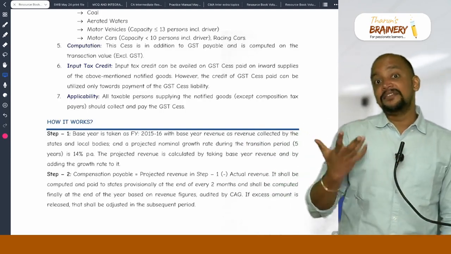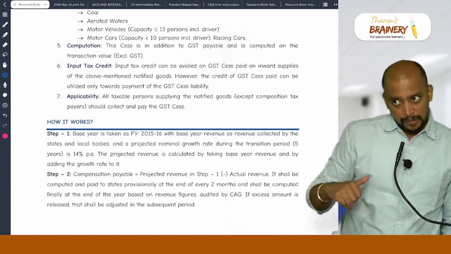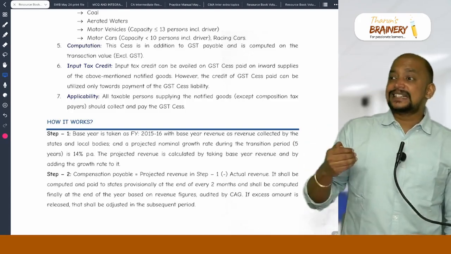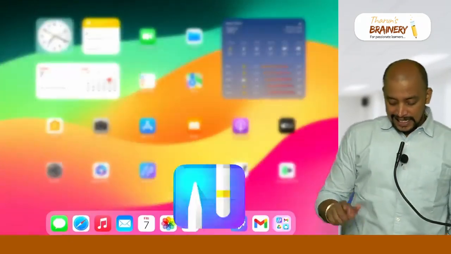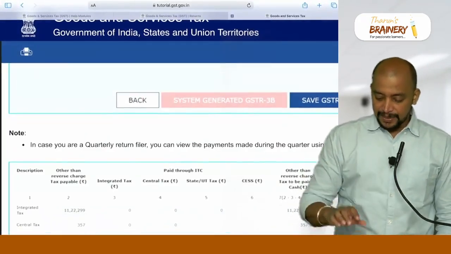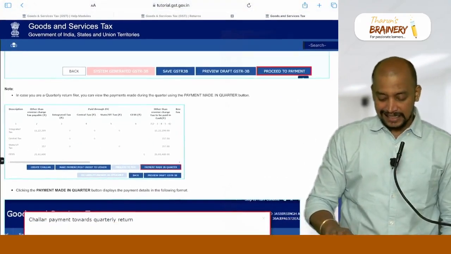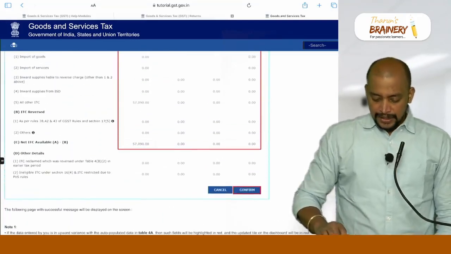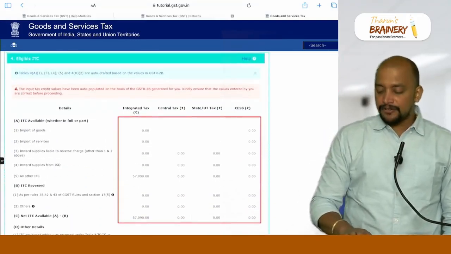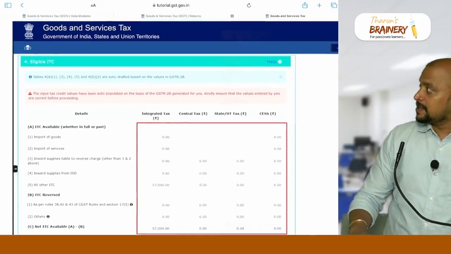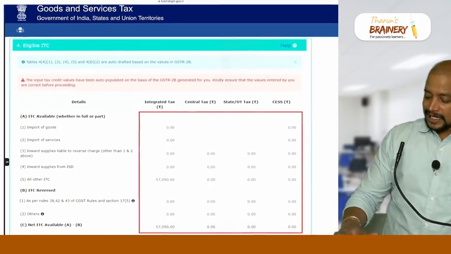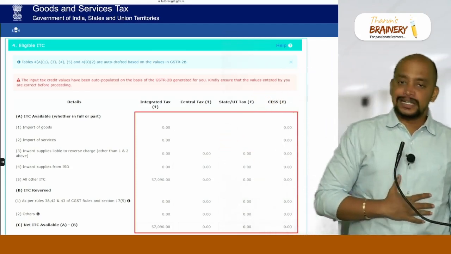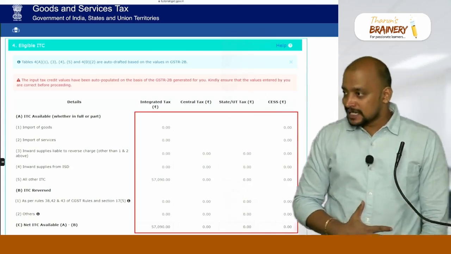Taking credit. Where in our books? No, not in our books. In GSTR 3B. There is a return which a registered person is required to file called GSTR 3B. In our GSTR 3B there is a table number 4. In 3B, table number 4 contains ITC information. GSTR 3B is a consolidated return which is required to be filed by a registered person.